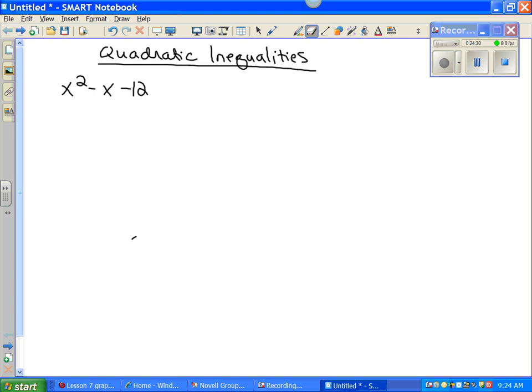Okay, so the first one we're going to look at is x squared minus x minus 12 is less than 0. Okay, x squared minus x minus 12 is less than 0. All right, so if this was an equation, how would I solve it? Factor. Very good. How does it factor? X minus 4, x plus 3. Beautiful.